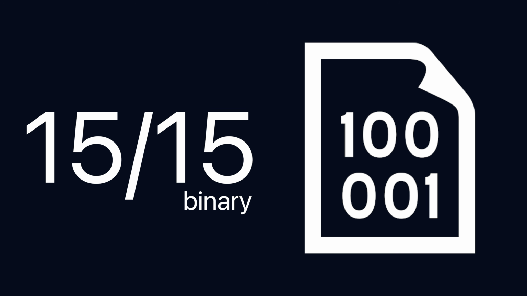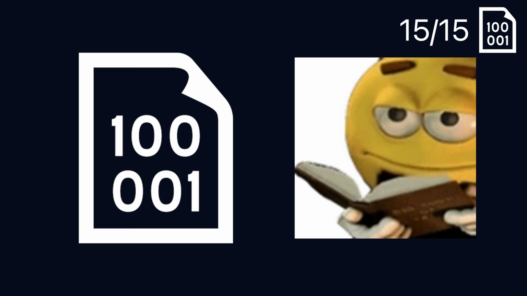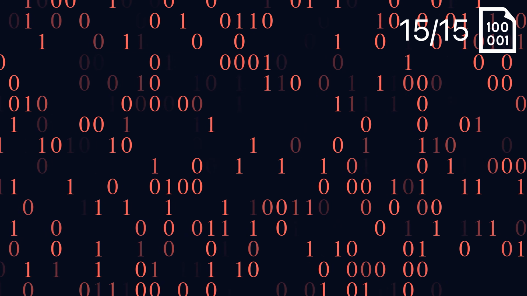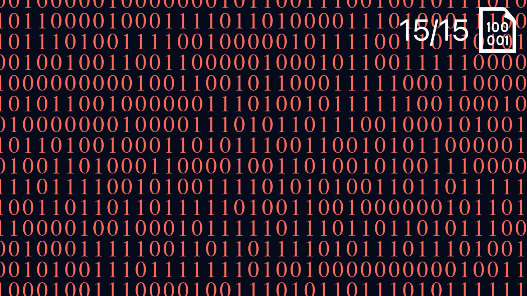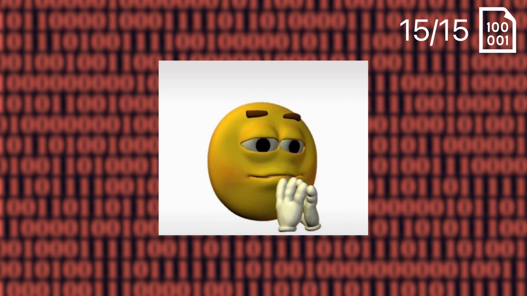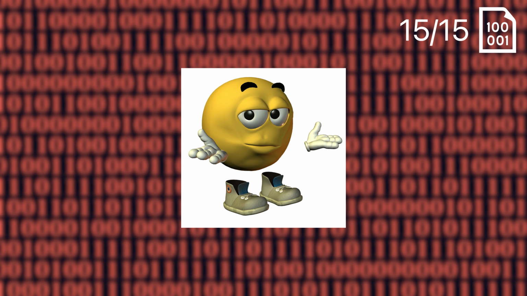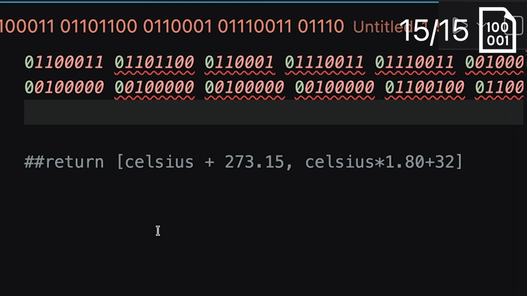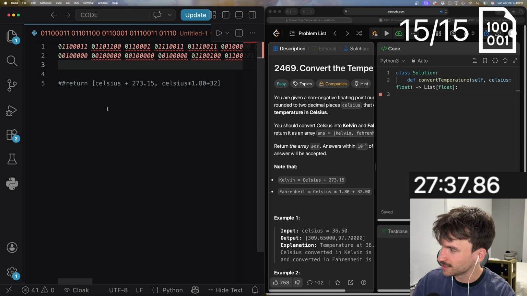Number 15, raw binary. Remember at the start when I said I was going to code in such a way that it was thought to be impossible? Well, here it is. Computers don't actually read code. They read binary, 1s and 0s, 8 of them per letter. So naturally, I asked myself, what if I skipped the letter step entirely and just typed straight up 1s and 0s? The plan was simple.